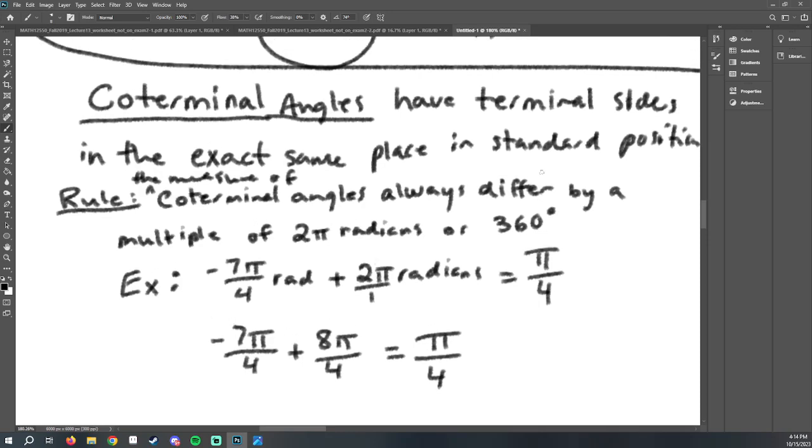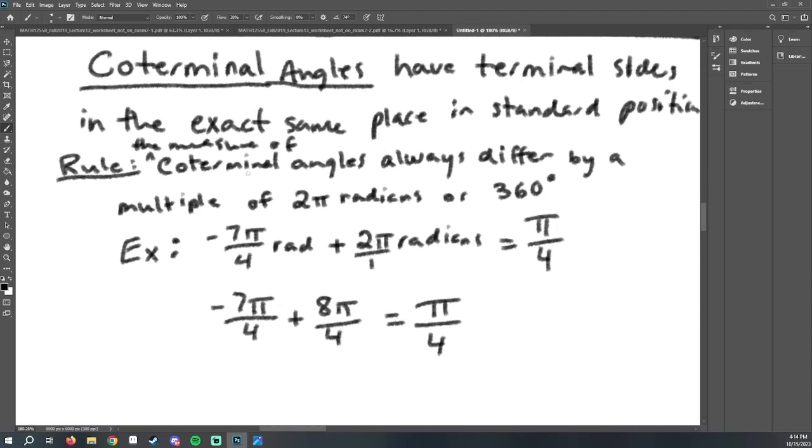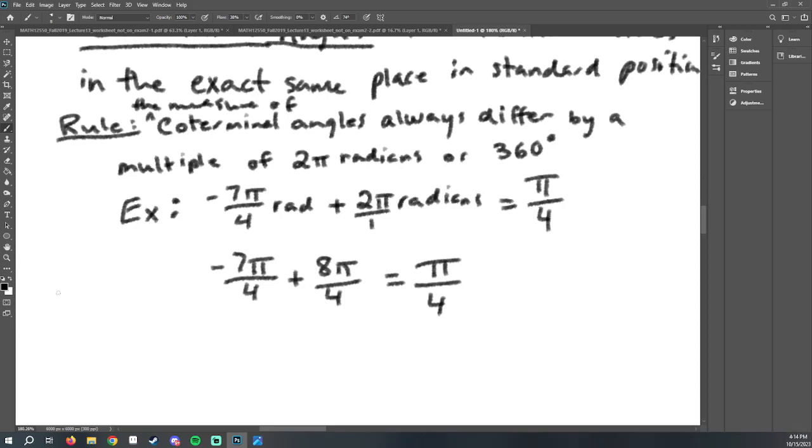If they're coterminal, then they must be different by a multiple of 2 pi or a multiple of 360 degrees. And if they're different by a multiple of 2 pi or 360 degrees, they're coterminal, and we say in a sense that they are equivalent angles. But again, we like to use the word coterminal better than the word equivalent.